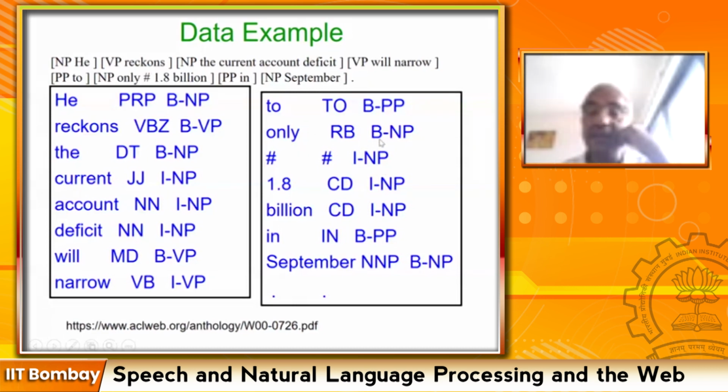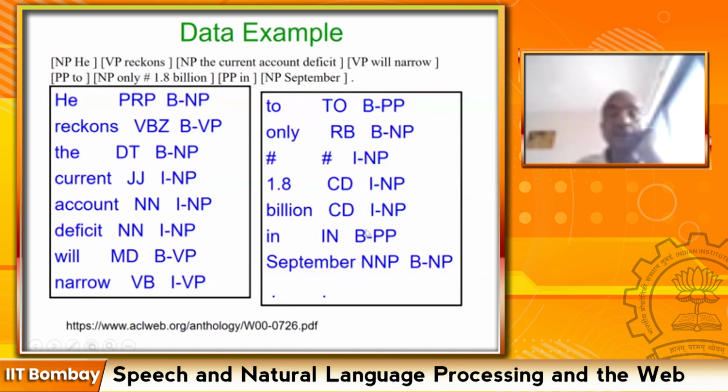"Only" is beginning a chunk, but how long is that chunk? You go up to the next B. So I start going B, I. So I see that this is a 4-word chunk: "only hash 1.8 billion". So this is 4 words, and "in" is B.